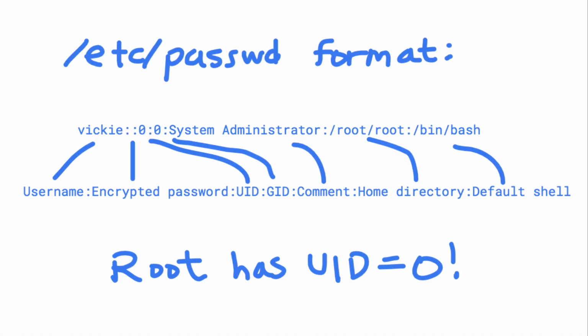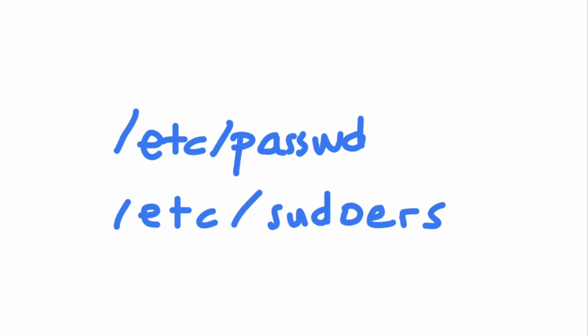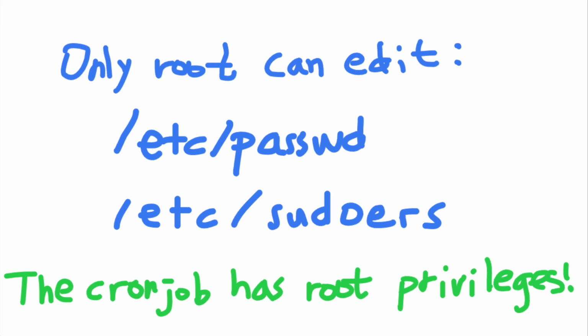Since 0 is the UID of the root user, adding a user with the UID of 0 will give that user root privileges. This user will have the username Vicky and an empty password. These commands are normally not possible by a normal user because only privileged users, such as root, can modify the sudoers and the passwd file. But since the maintenance.sh shell script is run by the root user, any commands in it will be run as the root user as well.